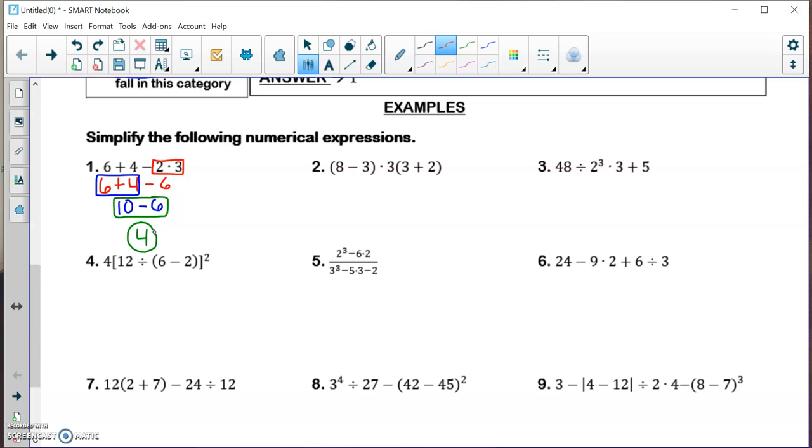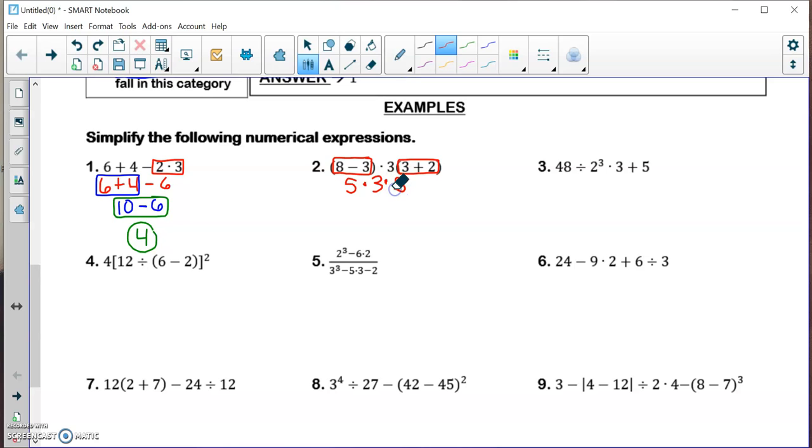Moving on to number 2. I'm first going to start off with parentheses. Since there are no exponents attached to these parentheses, when I simplify, my parentheses will go away. So an 8 minus a 3 is a 5, times this 3 outside of the parentheses. Since there's no operation between the 3 and the parentheses, that is an imaginary multiplication. So it's a 3 times, and then a 3 plus a 2, which is a 5.